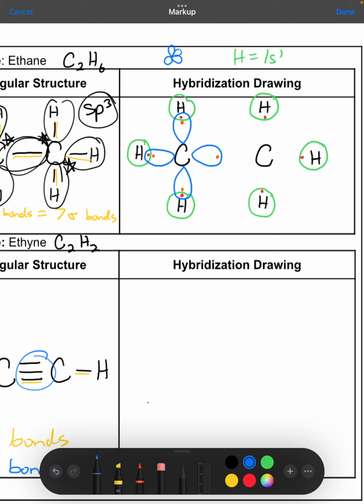All right, the other carbon has the exact same pattern of hybridization, sp3, so its hybridized orbitals are going to reach toward everything else that's there.